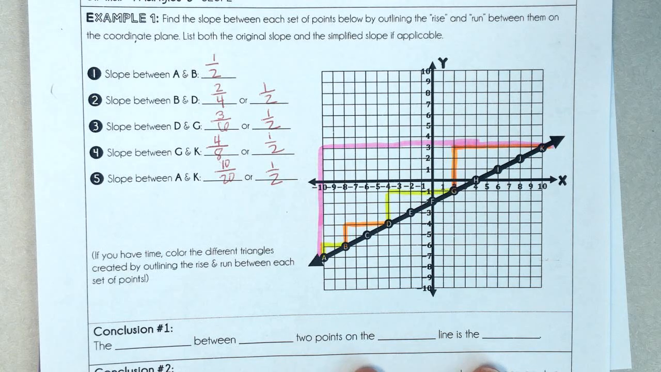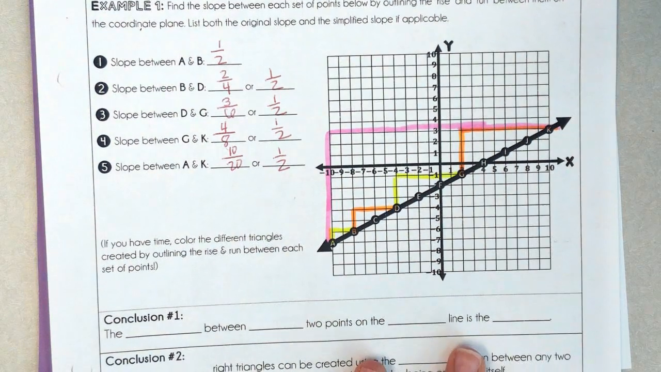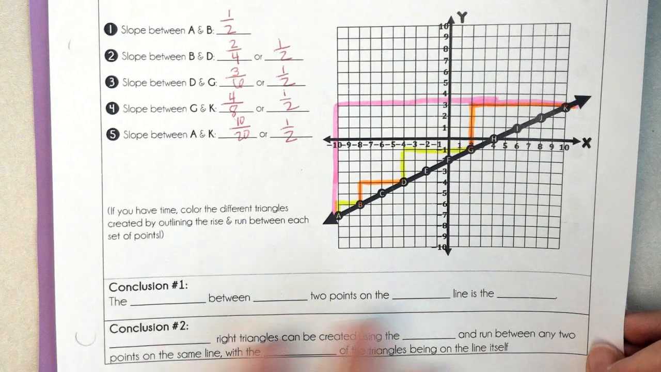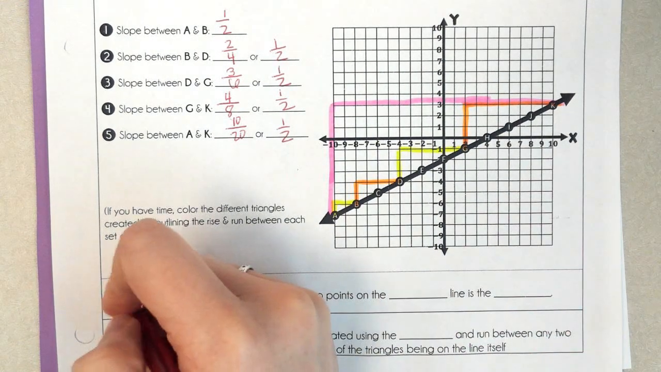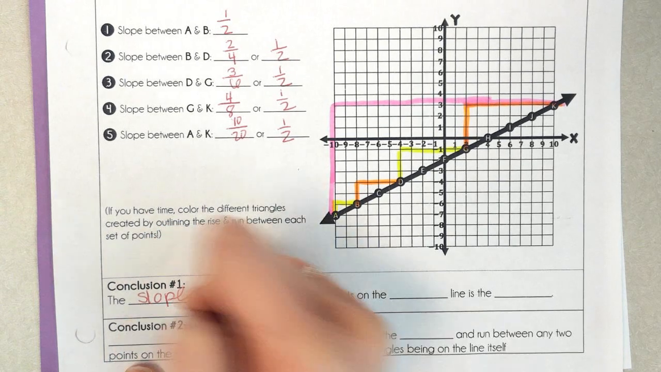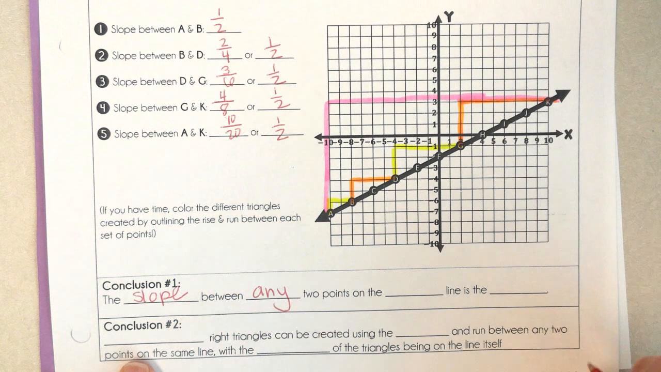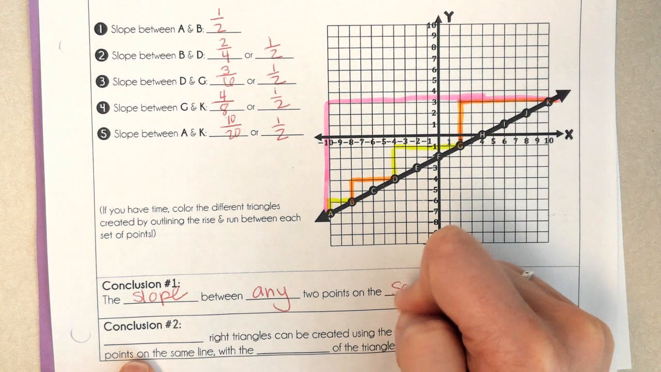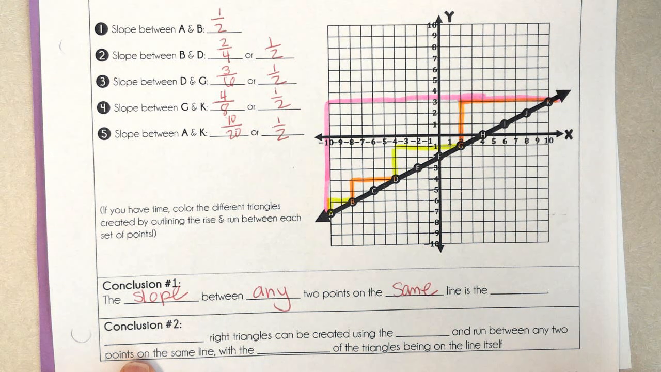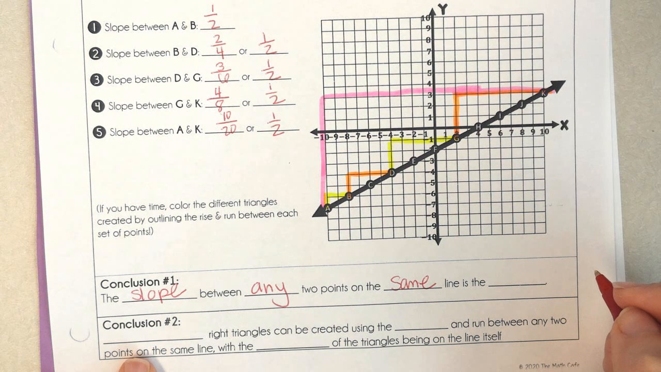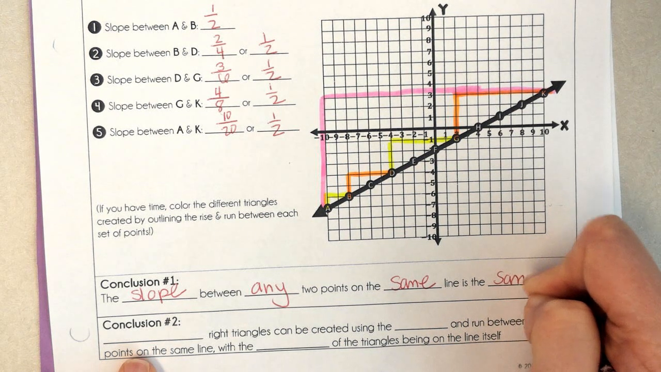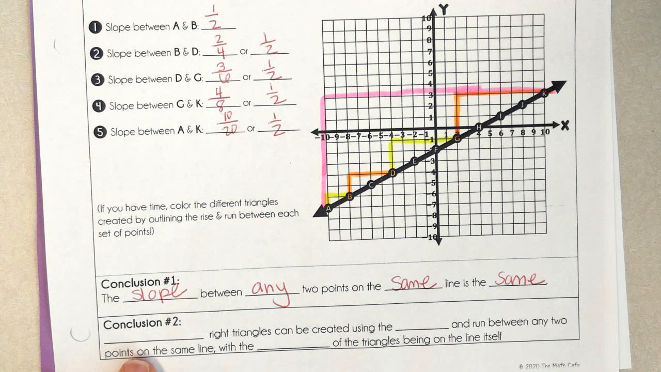Very, very good. That is the entire first conclusion, pretty much, on this one. So if you look at conclusion 1, it says the slope between any 2 points on the same line. So the slope between any 2 points on the same line is the same. Very good. Is the same.